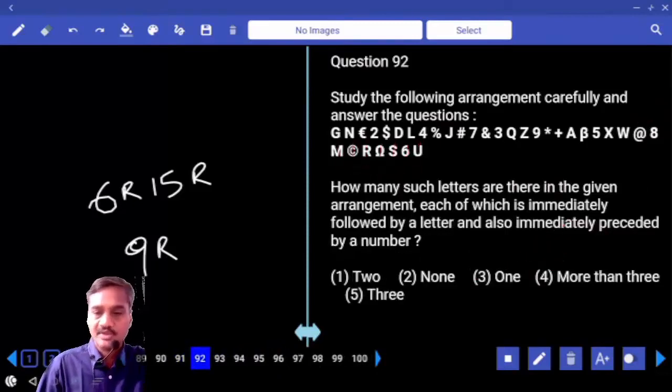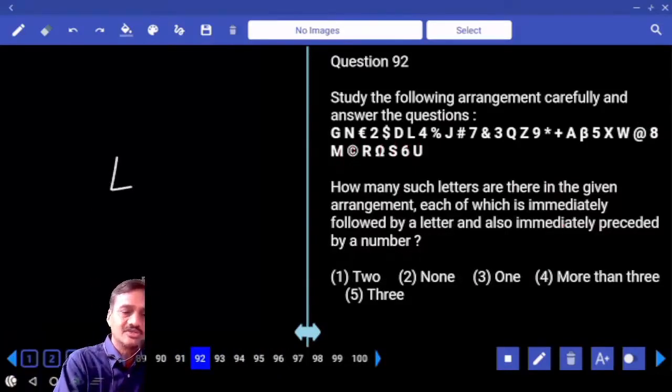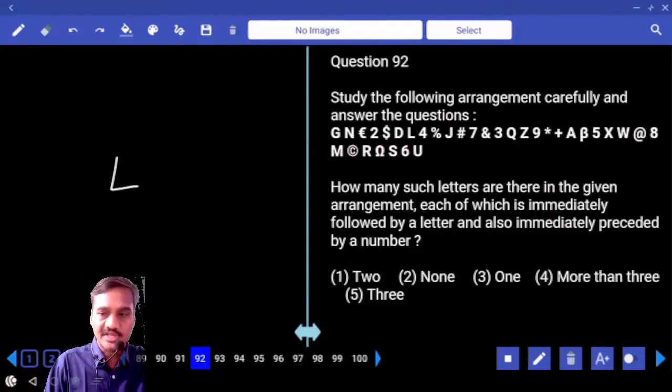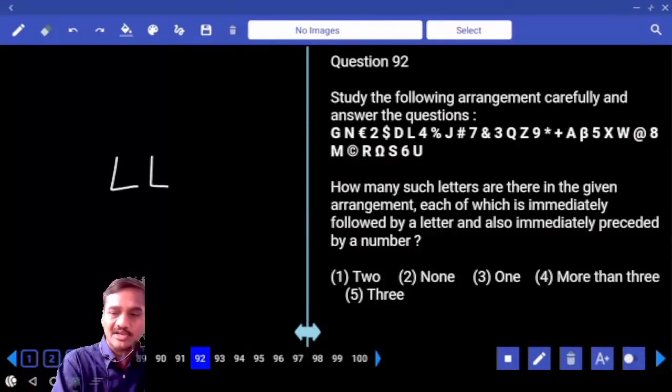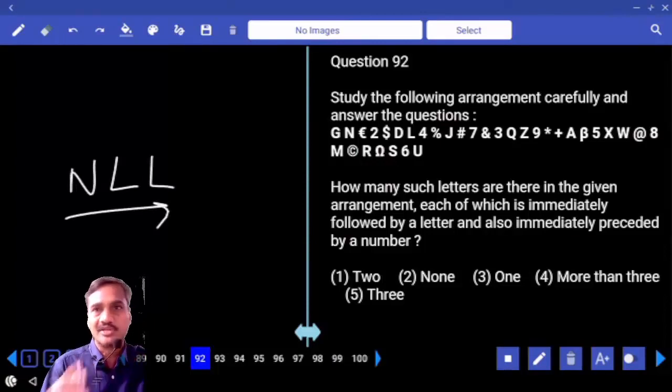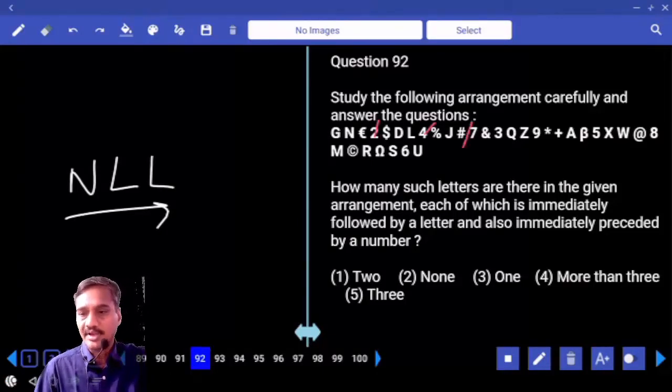Then 92. Now in this 92, how many such letters are there in the given arrangement, each of which is immediately followed by a letter and preceded by a number. Now the sequence allowed is number, letter and a letter. Number, letter and a letter.